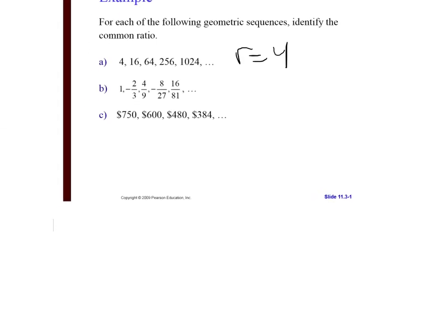So let's see if that is what happens. If I take 4/9, I'm going to multiply that by negative 2/3. That's going to be, let's see, no cross canceling, but that gives me negative 8/27, and that does check. So that tells me the common ratio is negative 2/3.